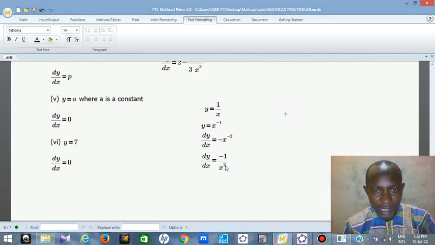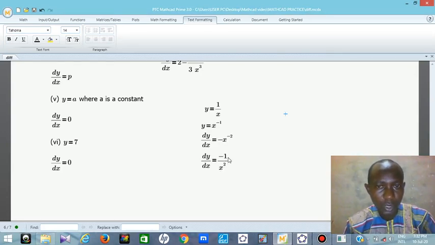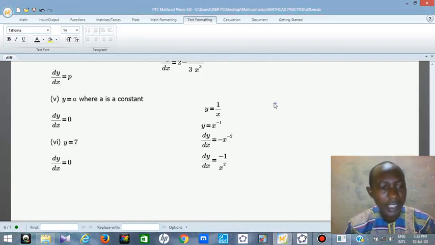And you know why this is the same thing as this? They are the same because this minus 1 is the coefficient of this x raised to power minus 2 here. So when you rearrange it now, this x raised to power minus 2 is going to turn to 1 over x raised to power 2. So if x is going to be 1 over x raised to power 2, then minus 1 is going to go on top.